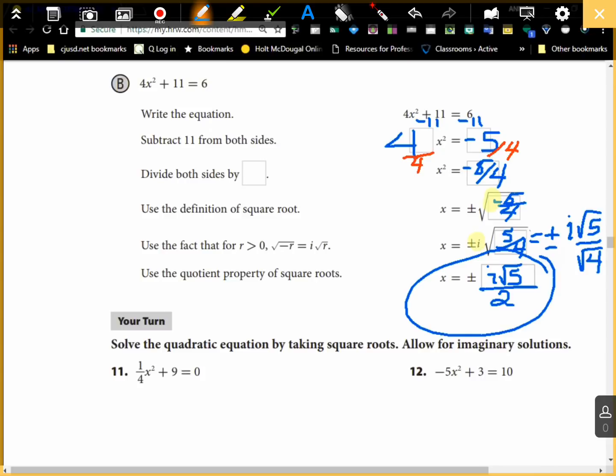Imaginary. So do you write i always next to the numerator, or can you just put it in front? So you can write it like this, or you can write it as square root of 5 over 2 i. Both are correct. They're just different notations for the same thing.